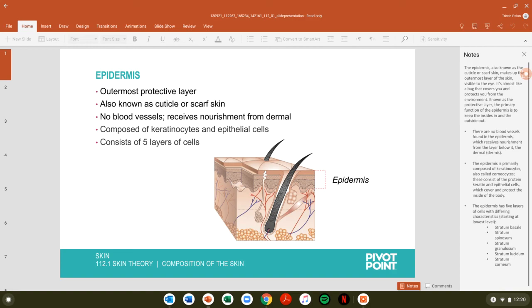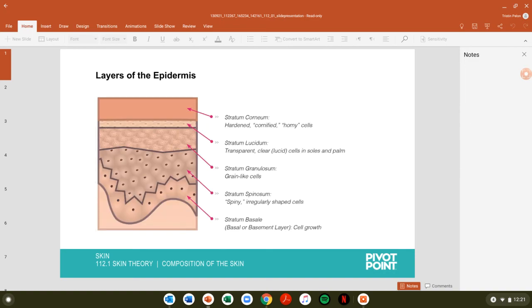So more on the epidermis. There are no blood vessels actually found in the epidermis. It receives nourishment from the lower layer, which is that dermis or dermal layer. So it receives nourishment a little bit below that, down here in the dermis. It's composed again of keratin and epithelial cells, and it consists of 5 main layers, which we need to know.